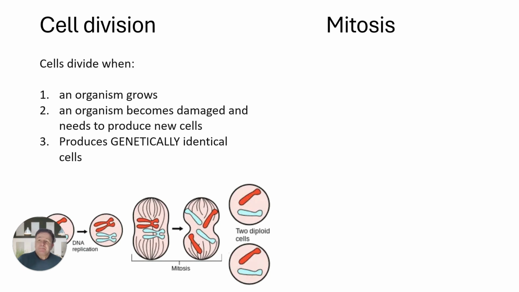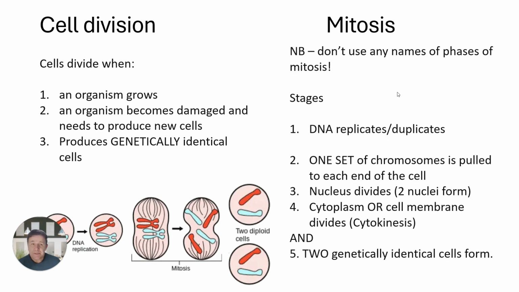Cell division. So cells divide when an organism grows or repairs due to damage, and they produce genetically identical cells. In terms of mitosis, don't use any names of phases. You don't need to know the different phases of mitosis. You just need to know the different stages. So here is a nice simple list to show you what happens.